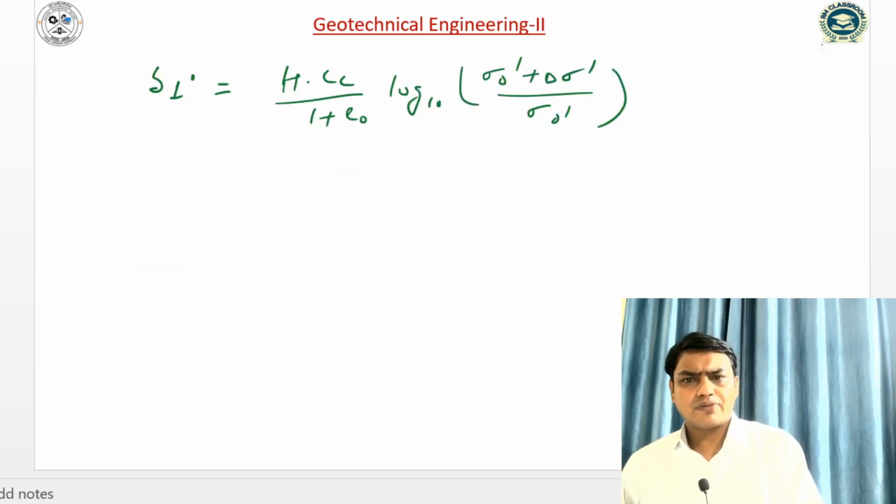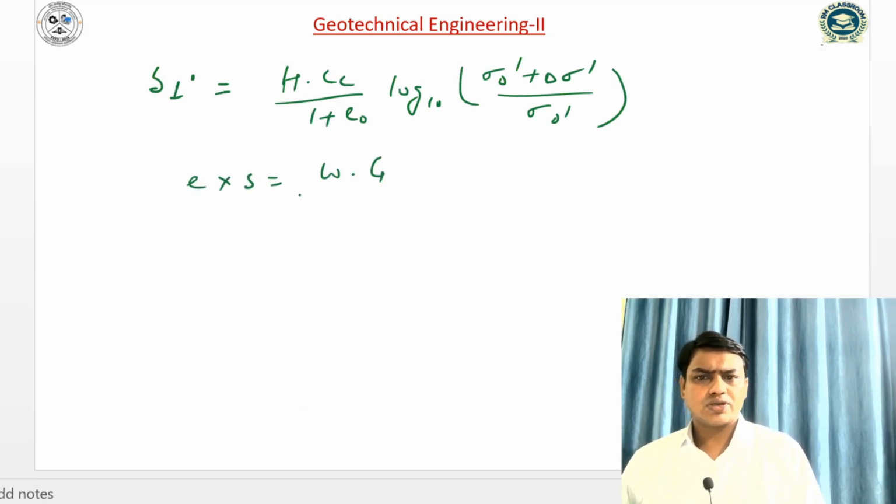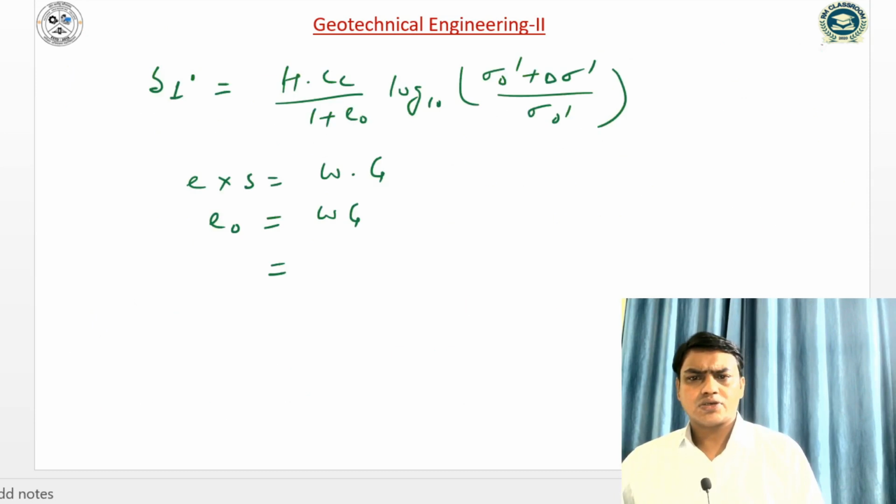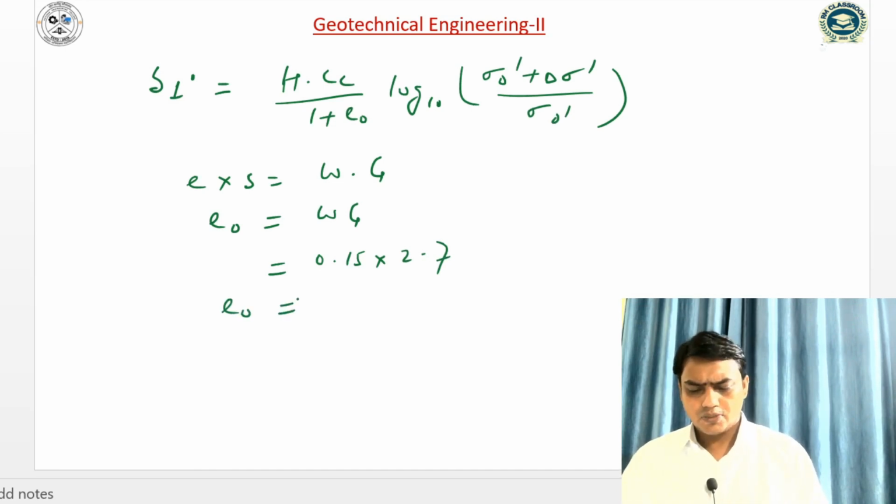e naught can be computed, so we have the relation e into S is equal to w into G. In consolidation it is a fully saturated soil, so e naught can be written as w into G. The water content of the soil is given, that is 15%. So 15% means 0.15 into 2.7. So the value of e naught is 0.15 into 2.7, so it is 0.405.